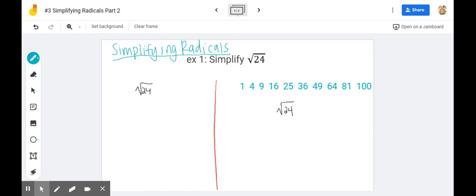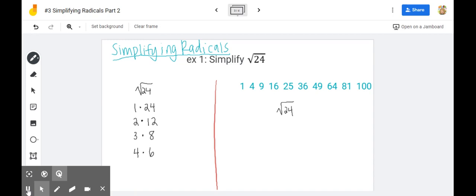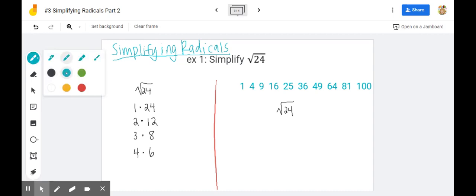So the first method is just figuring out what are my factors of 24. What times what gives me 24? So out of our multiples or factors of 24, these 2 numbers that multiply to make 24, are there any of them that are perfect squares? So 1 times 1 is a perfect square. So this guy would work. So we would put 1 on the outside and the 24 would stay on the inside.